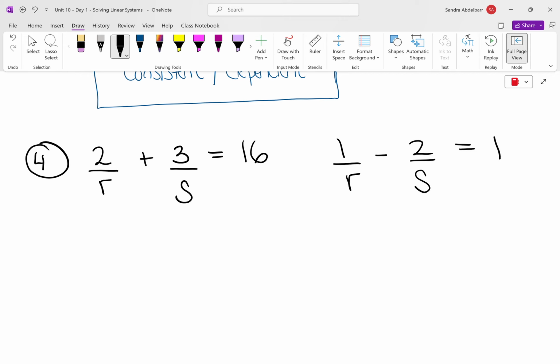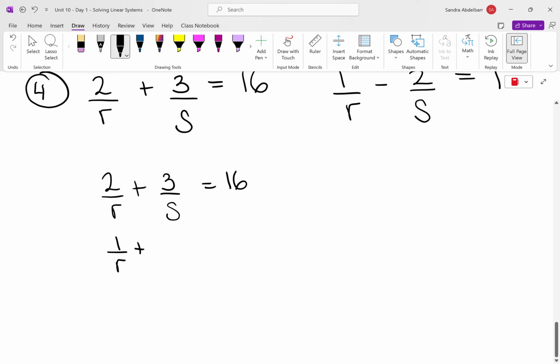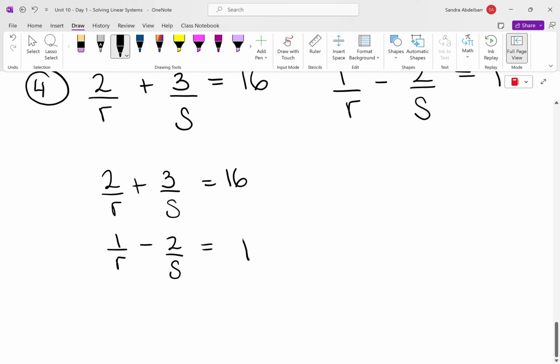All right, right now, your instinct might be, let's eliminate these denominators. And most of the time, I usually agree with that plan of action. But I'm not going to agree with it this time because I see that I have a system. I see that my denominators are the same, which tells me I can easily cancel out. So I'm going to go straight into stacking them. So I'm going to have 2 over R plus 3 over S is equal to 16. And then I'm going to have 1 over R minus 2 over S is equal to 1.